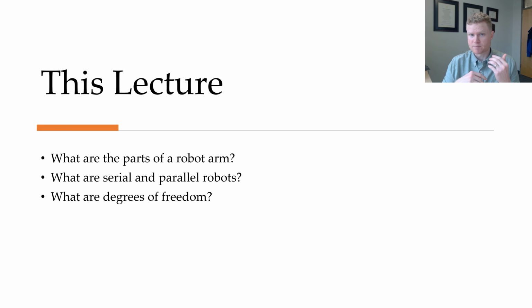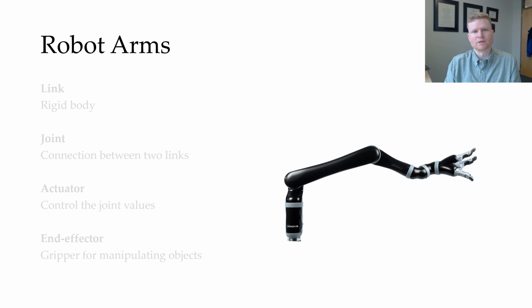So first, I'll talk about the parts of a robot arm, and then second, I'll explain the difference between a serial and a parallel robot. And then finally, I'll introduce degrees of freedom. So let's get started with a robot arm.